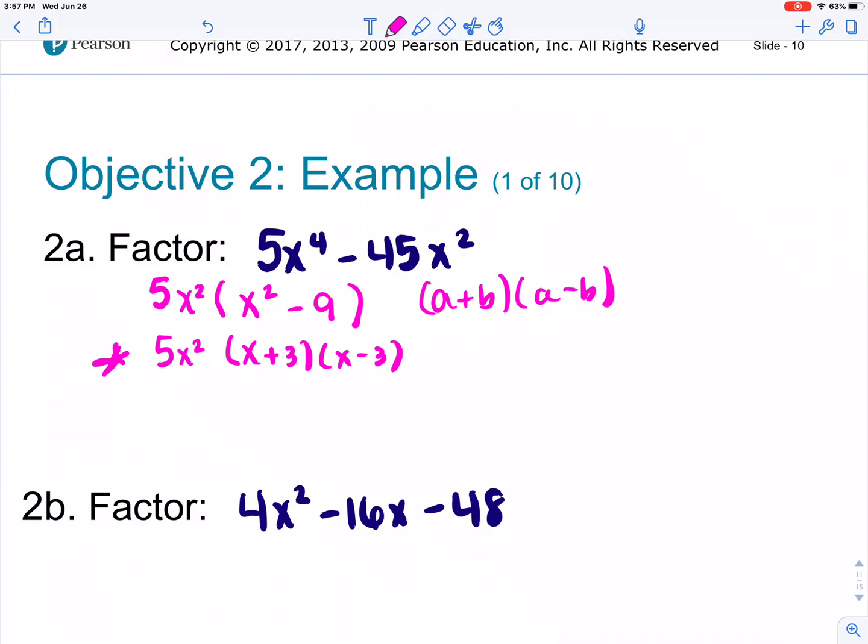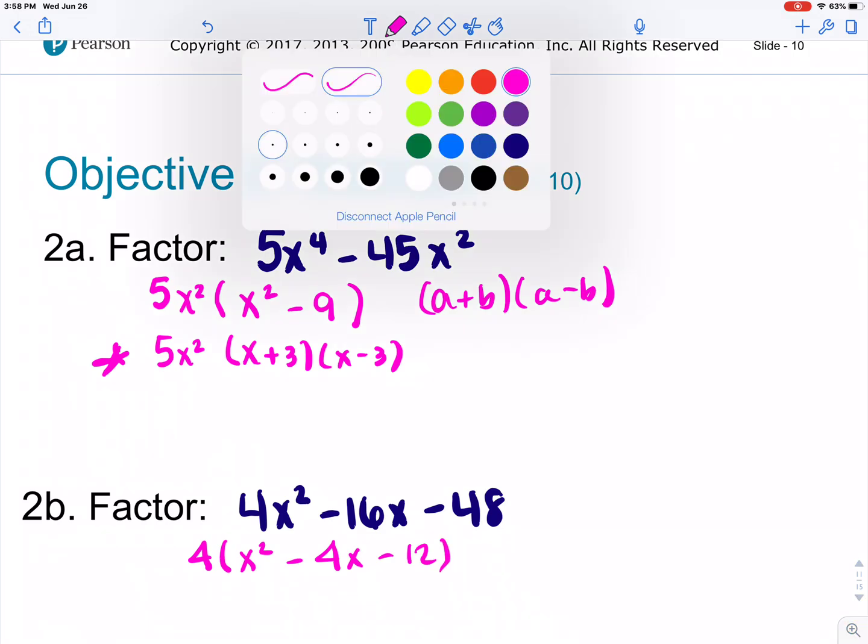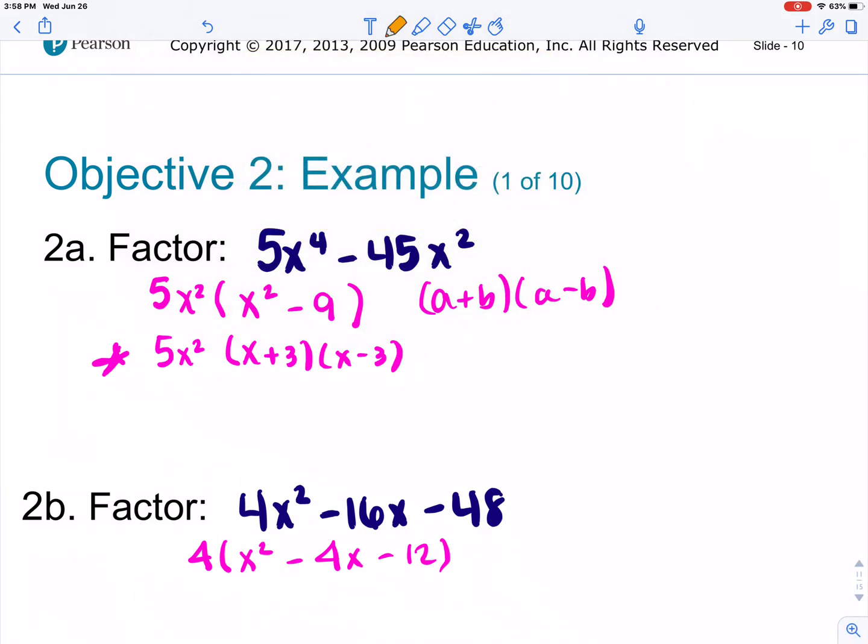All right, next one. So you got a 4, a 16, and a 48. They're all divisible by 4, so I'm going to pull that 4 out first and then see what I get. So I got 4. Let's see, 4x squared divided by x squared is x squared. 16x divided by 4 is 4. And 48 divided by 4 is what? 12. Okay, so next thing I'm going to do is I'm just going to see if I can break that down into 2 binomials.